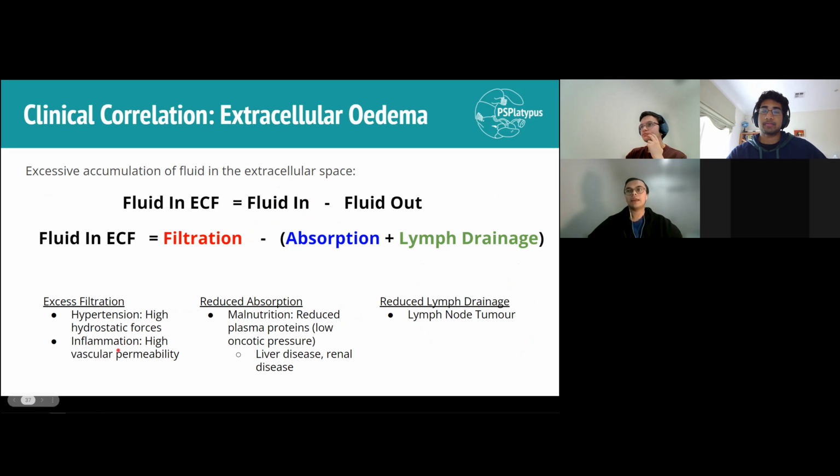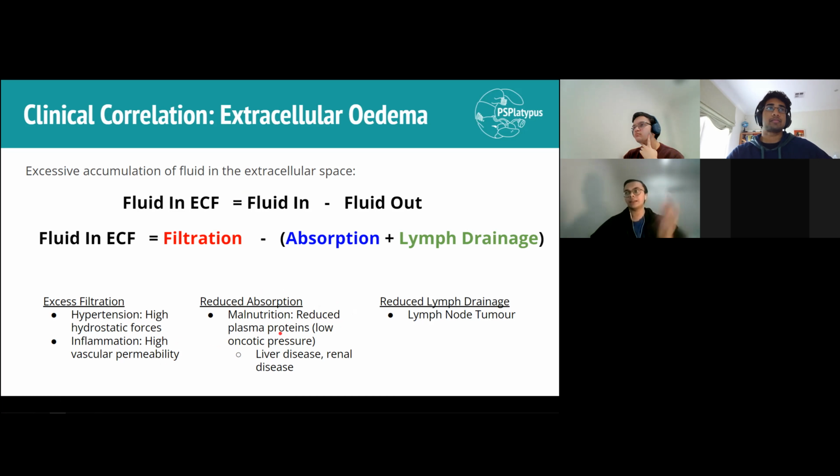If you have inflammation as well, in inflammation, you have higher vascular permeability. And so that's going to also result in excess filtration, which is why you have edema when you have inflammation as well, because the contents of the blood are moving out to allow immune cells to go out. If you have malnutrition, you actually have reduced plasma proteins because you're having less intake of that in the first place. And therefore, you're going to have a lower oncotic pressure, less of an osmotic gradient pulling the blood out.